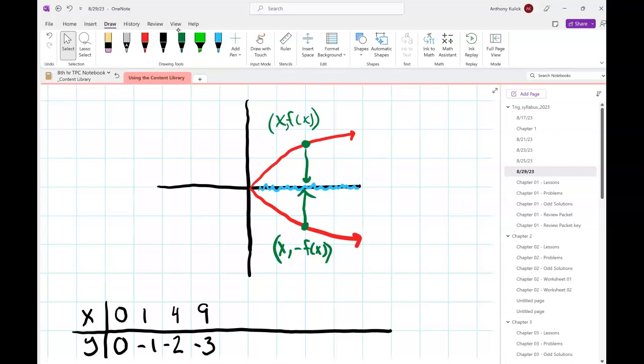Okay, it is symmetrical. Think back. Yeah, this doesn't represent a function, right? Why not? Yeah, it fails the vertical line test. Very good.